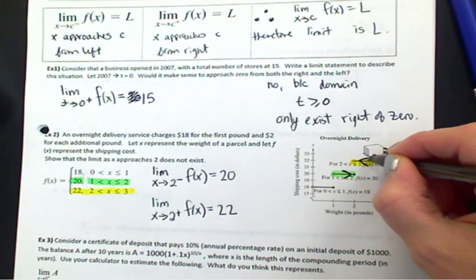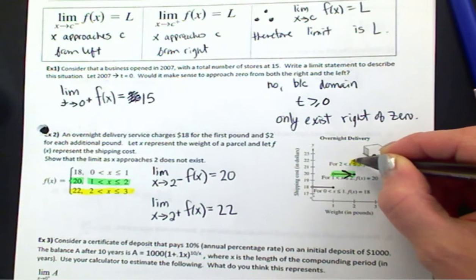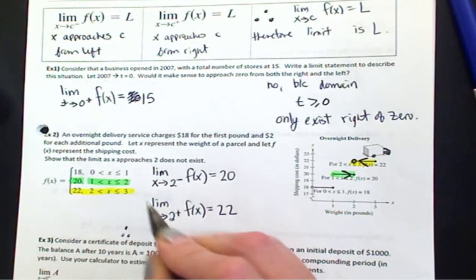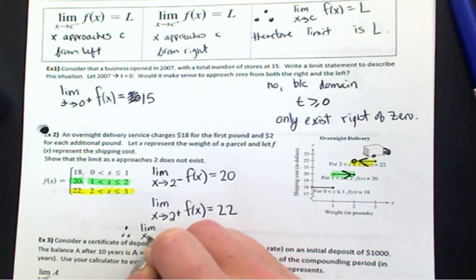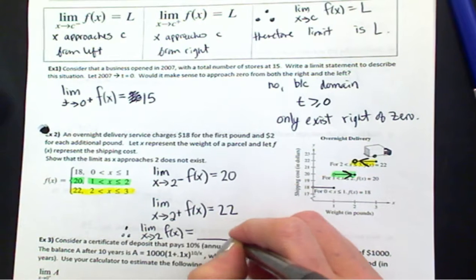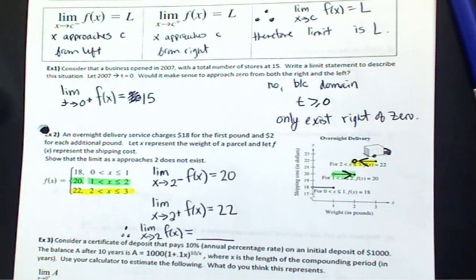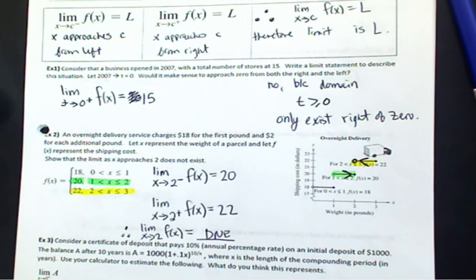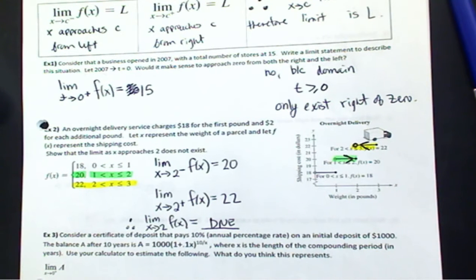Okay, look at my arrow. So I'm approaching 2 from the right. Notice this happens to be an open circle. I'm going to put a little therefore. The limit as x approaches 2 of f of x. What do I put in the blank? Yes. Does not exist. They are not the same. Okay, so that's a piecewise definition.